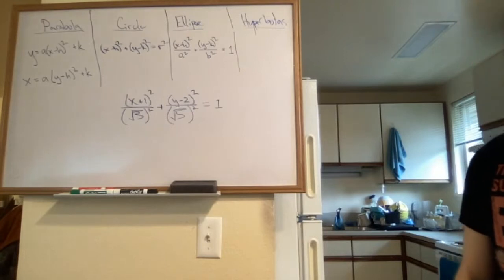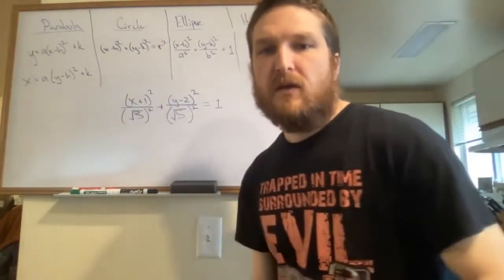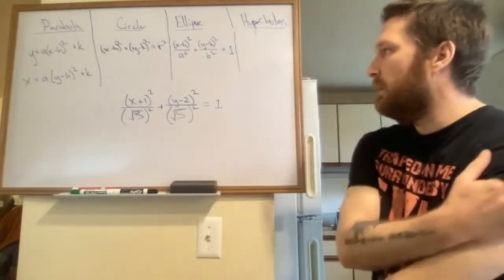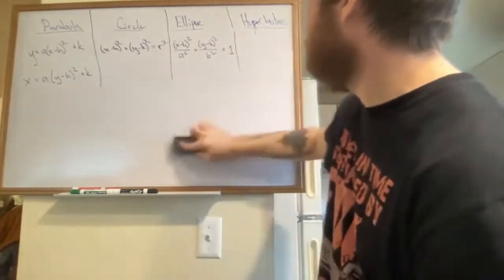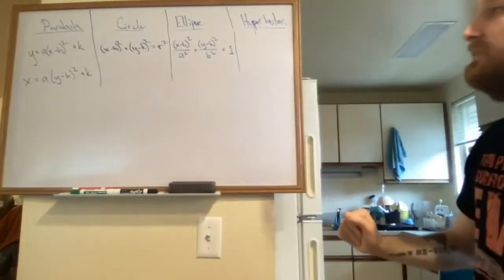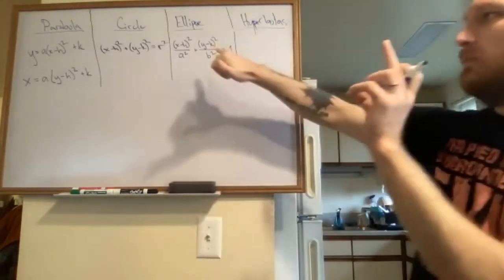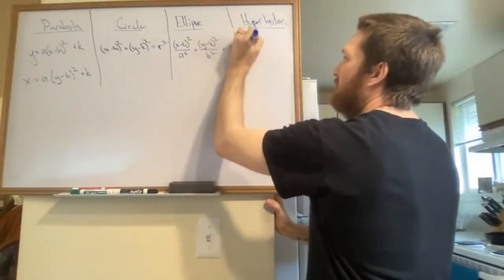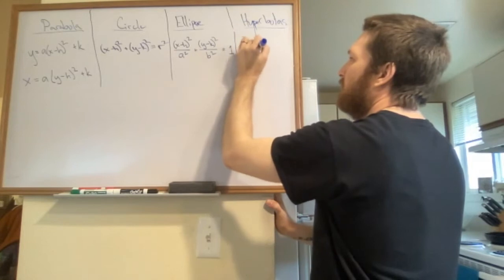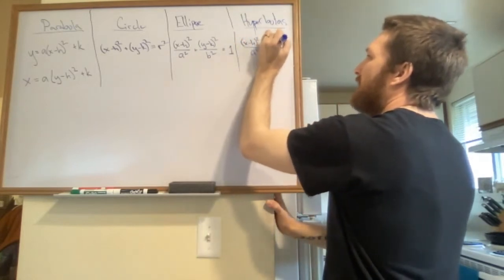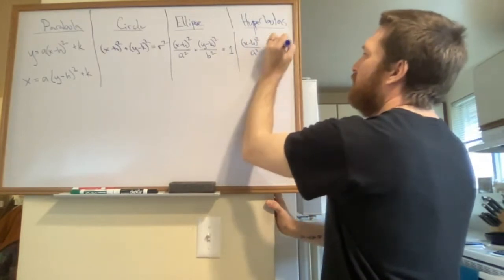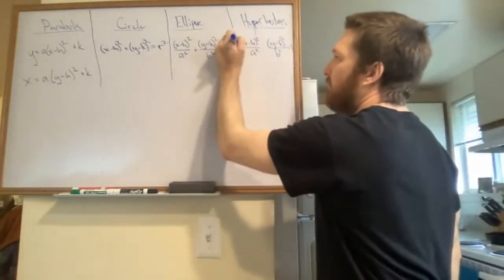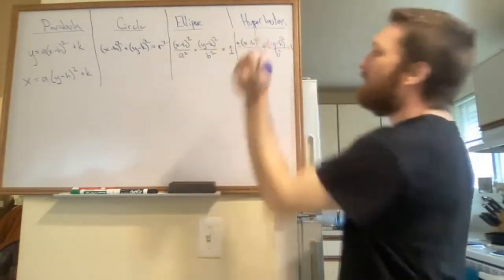So yeah, that's what I would be looking for right there. All right. Finally, hyperbolas are almost exactly the same. The only difference is one of them's positive and the other one's negative. So I'm going to write that like this: (x minus h) squared over a squared, (y minus k) squared over b squared equals 1. And what I'm going to do is put a plus minus here and a minus plus here.